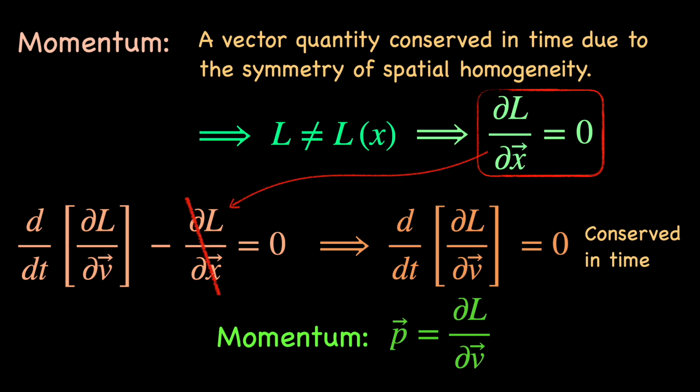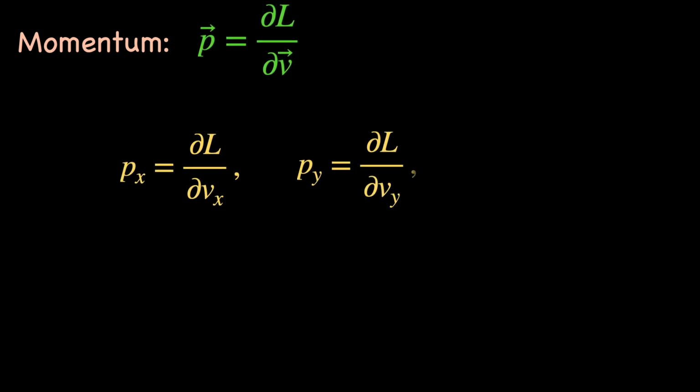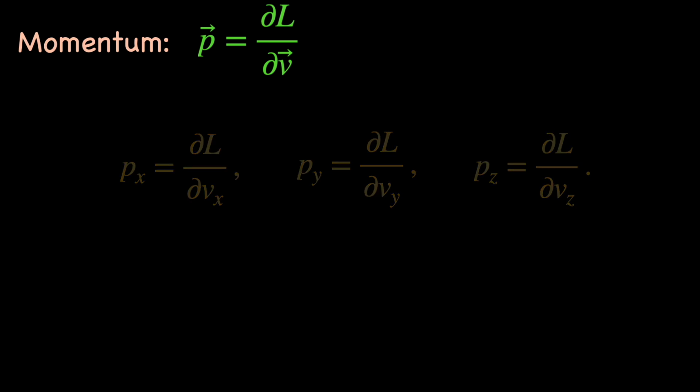Do not get alarmed that we are taking derivative with respect to vectors here. It simply means taking partial derivative of the Lagrangian with respect to the components of the velocity one at a time will give us the corresponding components of the momentum vector.